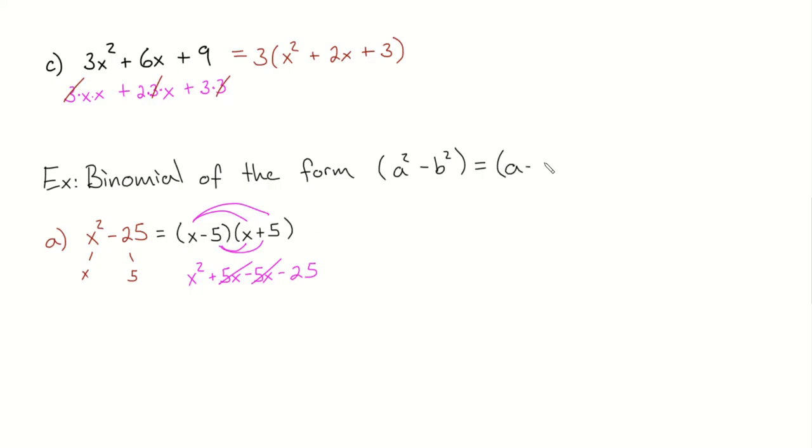A minus b times a plus b. Every difference of squares ever will factor like this. Okay, let's knock out another one. It looks like we'll just finish up with some difference of squares. One more together. Do you want to try one on your own?